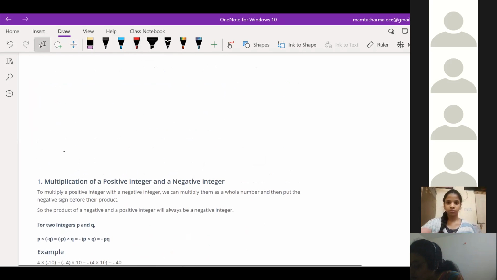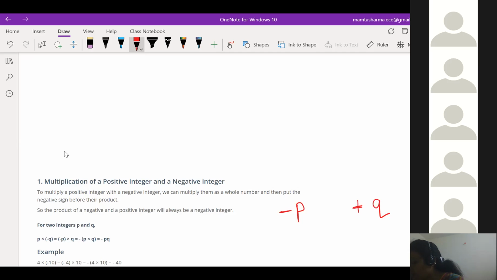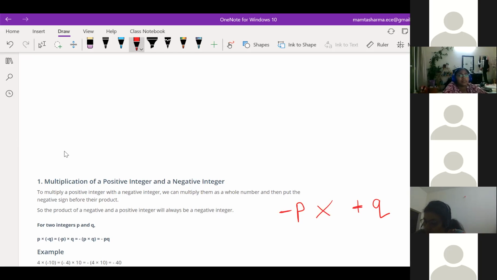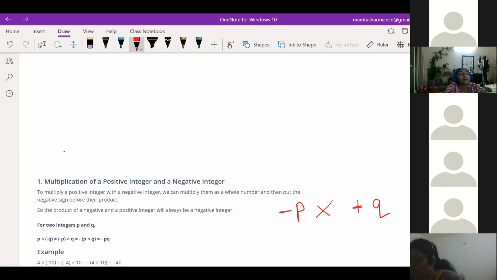Now you tell me, if I have one negative integer minus p and one positive integer q, what would be the result after multiplication? Minus. No, ma'am, whichever number is greater, its sign will come? No. In multiplication, it is not mandatory that the sign of the greater number will come. It is mandatory for addition and subtraction. If we are adding or subtracting, then the sign of the greater number will come.